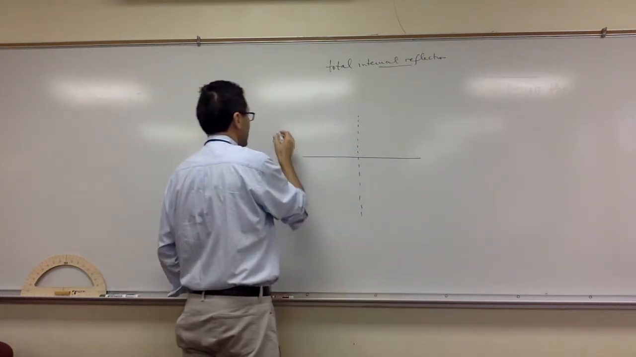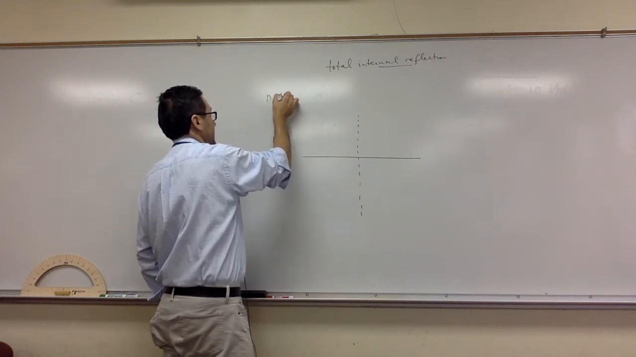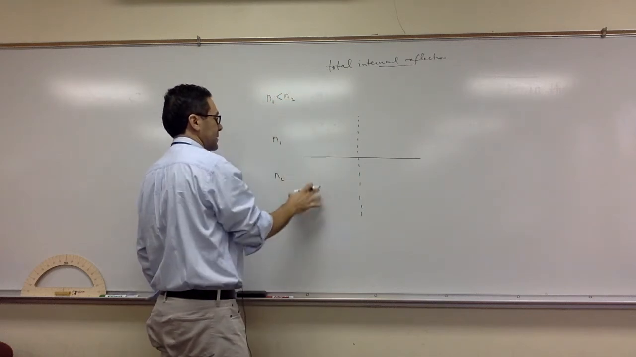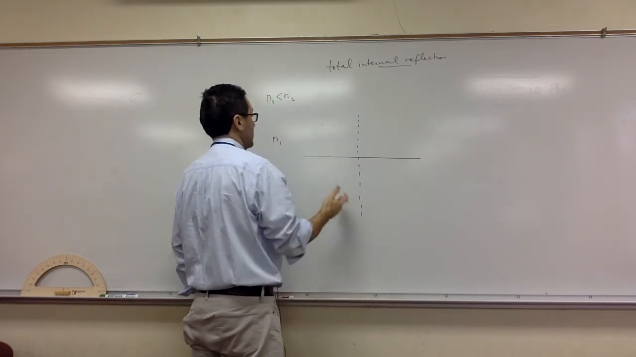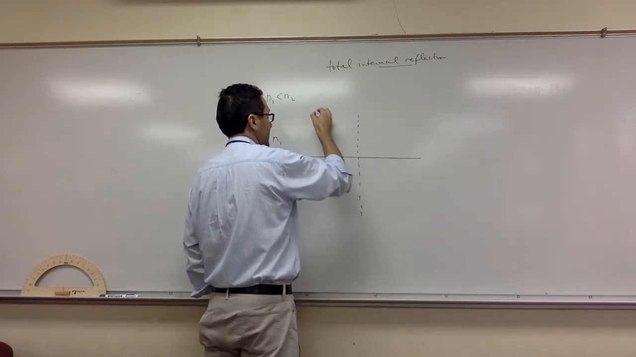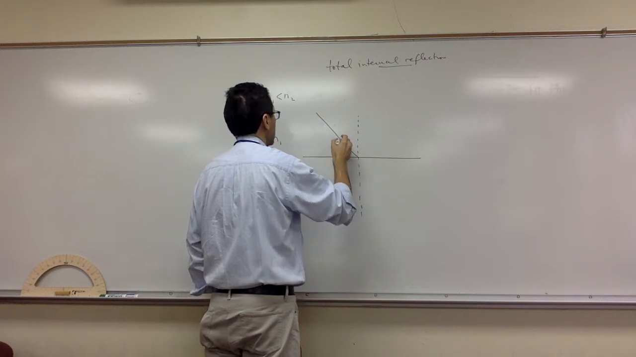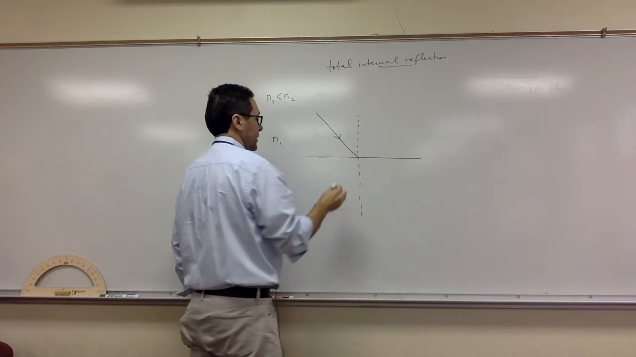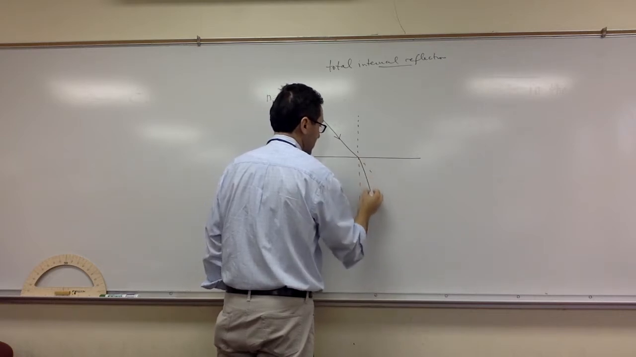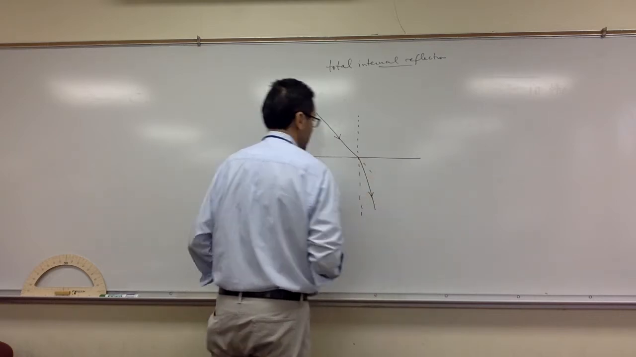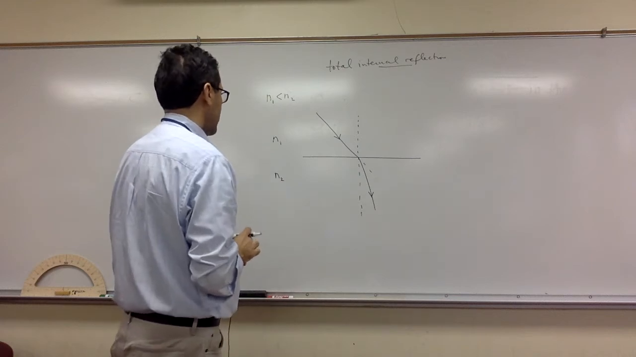Okay, so let's just say N1 is less than N2. So this is less dense than the bottom one. Let's just say we're going from air to water. Now, if I send a ray of light here, it's going to bend. Instead of going straight, it's going to bend down and towards the normal, right?